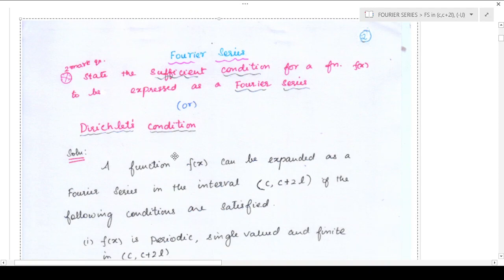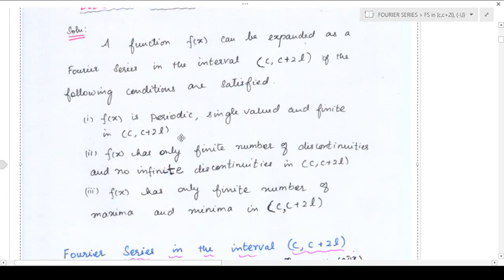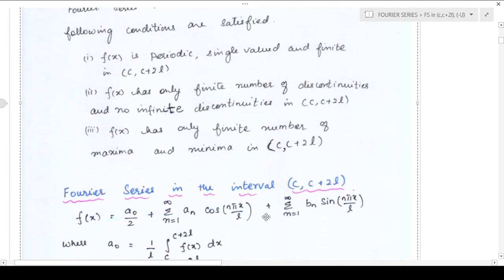Now, Fourier series. The sufficient condition for a function f of x to be expressed as a Fourier series is also known as Dirichlet's condition, right? It will be asked as a 2 mark question in any university question paper. It should be periodic, single valued and finite in the interval in which it is going to be expressed. And also it should have only a finite number of discontinuities, no infinite discontinuities. And finally, it should have only a finite number of maxima and minima.